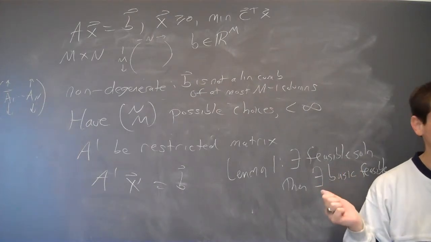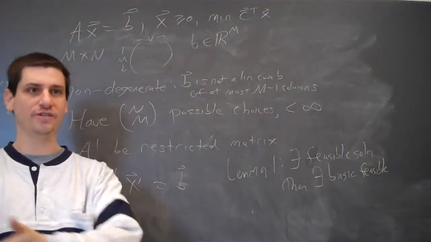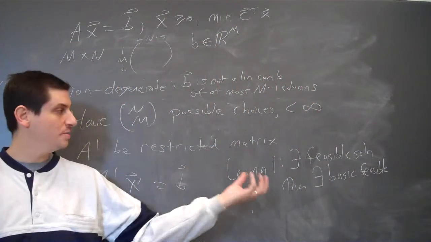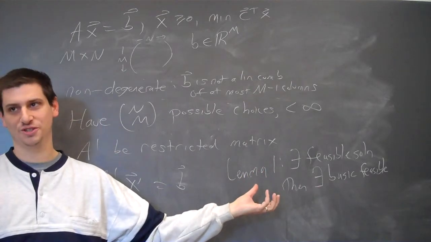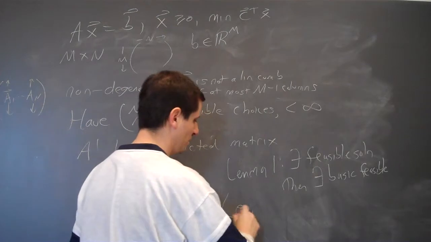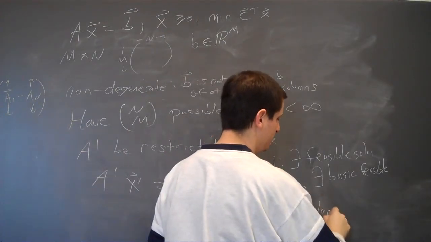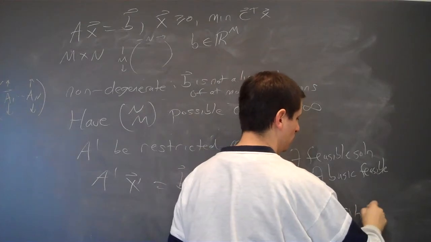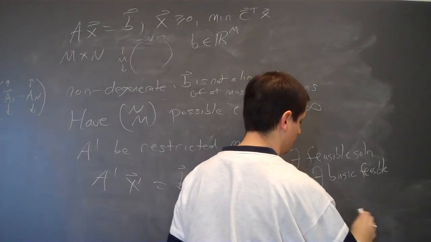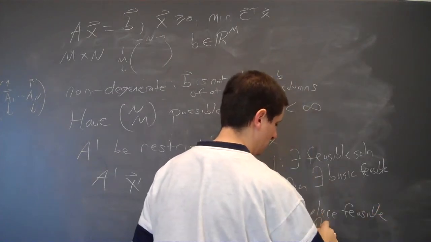We're trying to find an optimal solution. I could search through the space of all feasible solutions to try to find my optimal, or I could search through the subset of basic feasible solutions. So if there is an optimal solution, it is basic. Yes. So lemma 2: replace feasible with optimal.